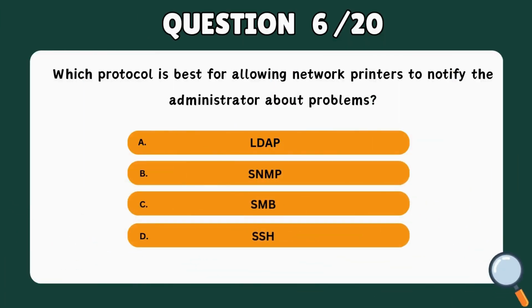Question 6. Which protocol is best for allowing network printers to notify the administrator about problems? A. LDAP, B. SNMP, C. SMB, D. SSH. Correct answer B. SNMP.